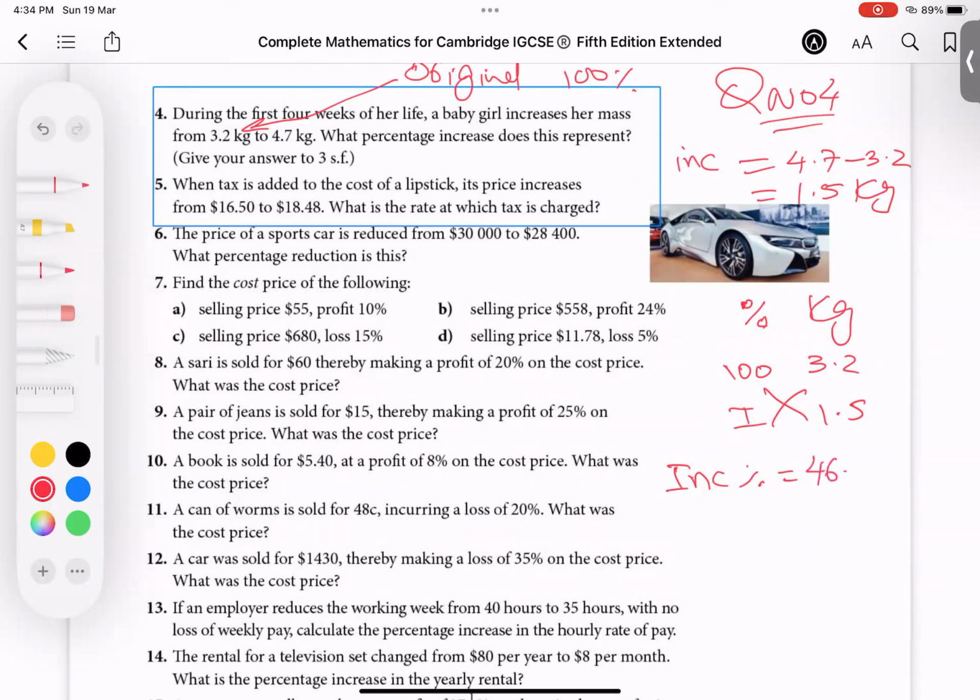46.875 percentage increase. So I believe the point is very, very clear, and I hope the concept is clear. Let's go for part number 2.